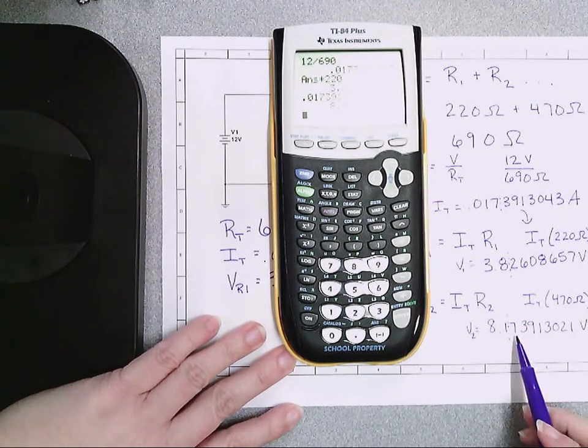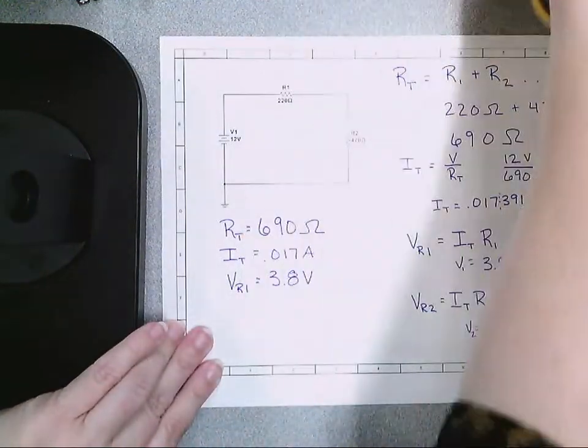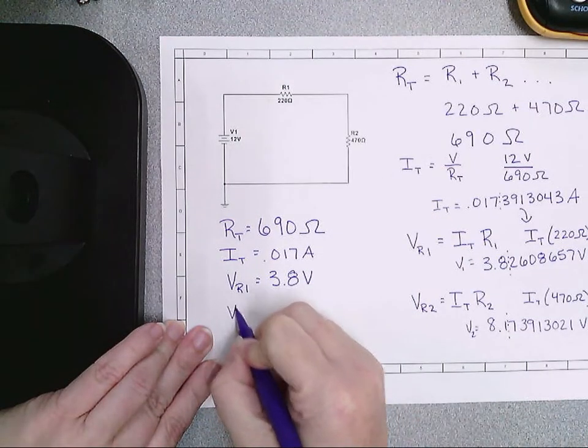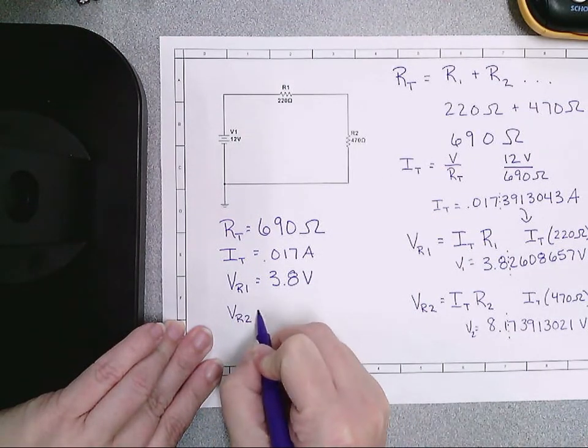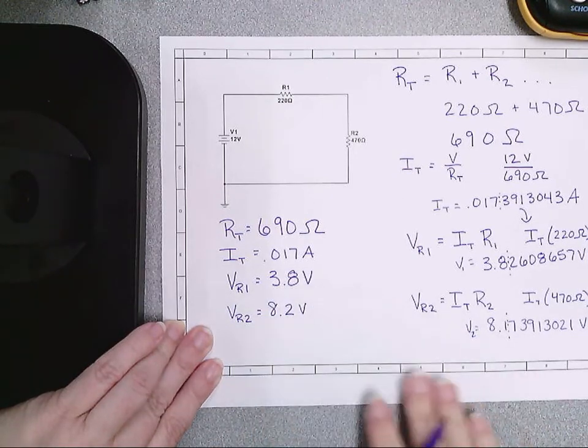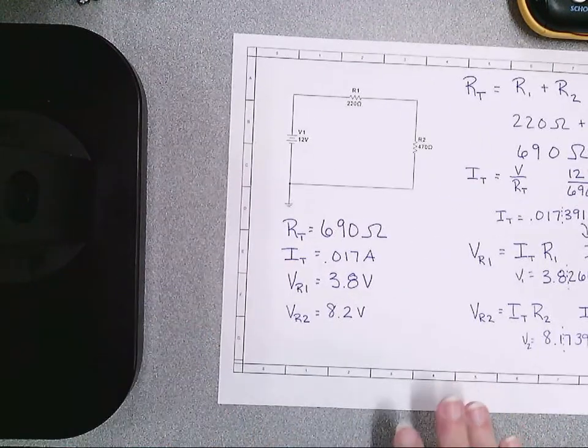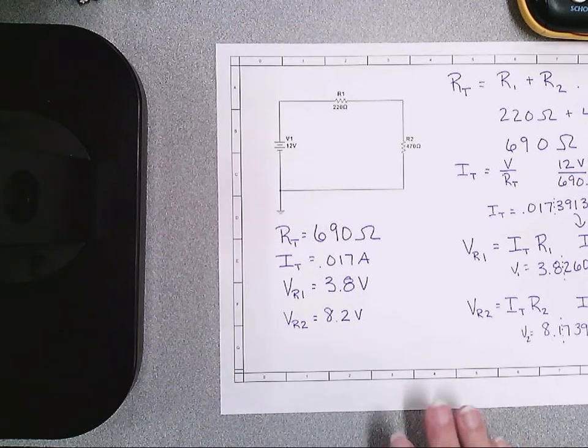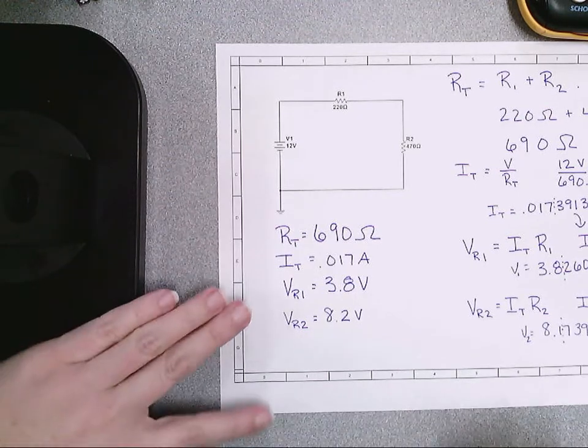Okay, is that number equal to or higher than 5? Yes, it is. So that means this 1 becomes a 2. So voltage at resistor 2 is equal to 8.2 volts.